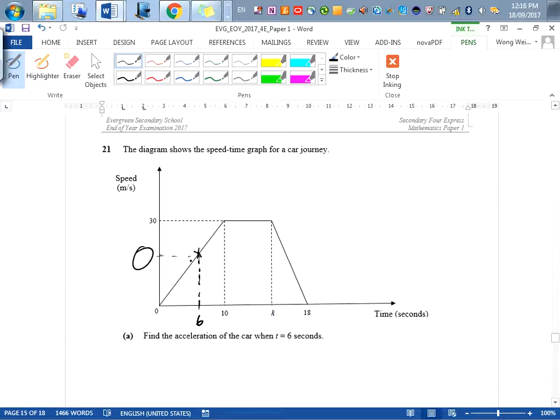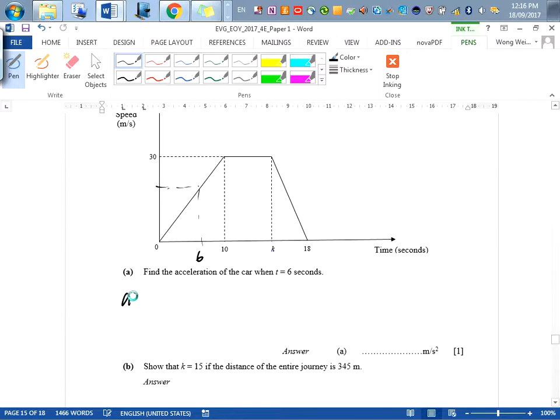Okay, so gradient at this point, do I need to find this value? I don't, because the gradient at this point is equal to gradient at this point, which is equal to gradient at this point. It's the gradient of the whole line. It is a straight line. They have the same gradient. So I don't need to bother about this value, the corresponding speed, because I just need to find the gradient. So acceleration equals gradient, which is 30 minus 0 over 10 minus 0. It's 3 meters per square second.